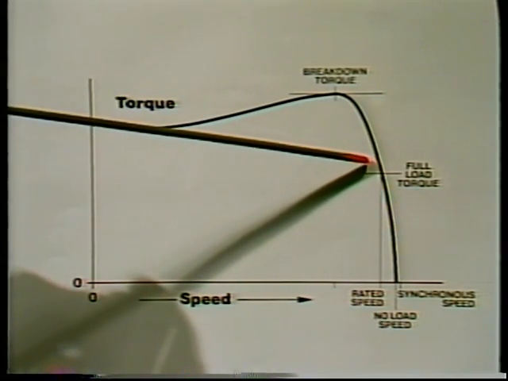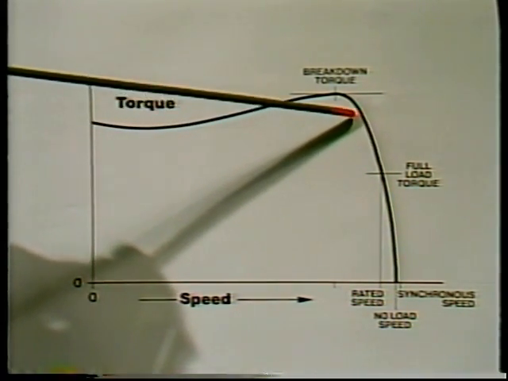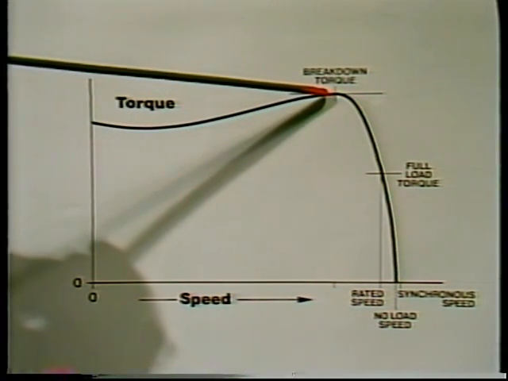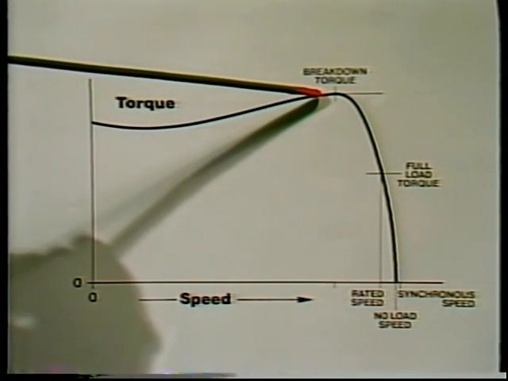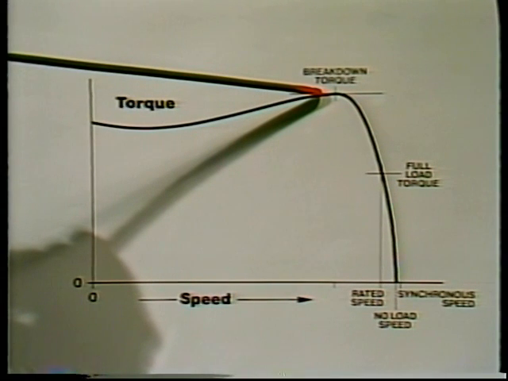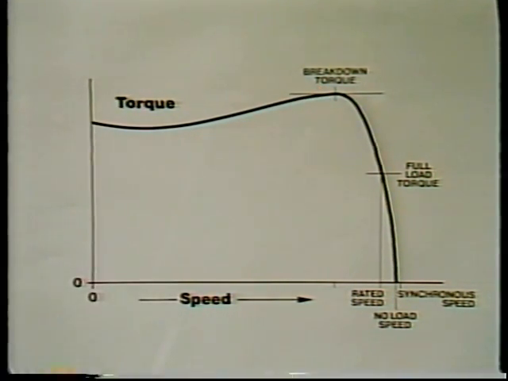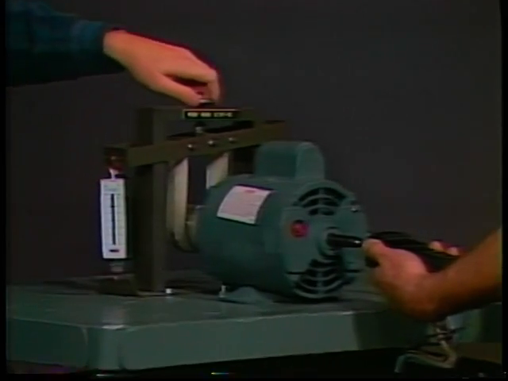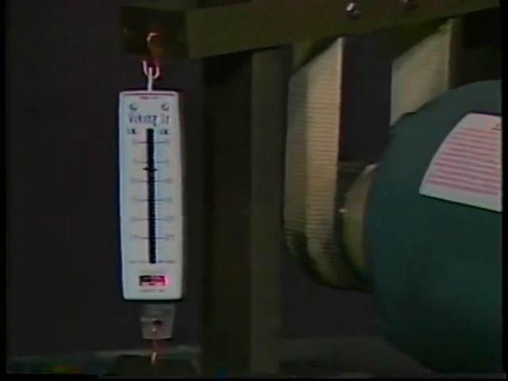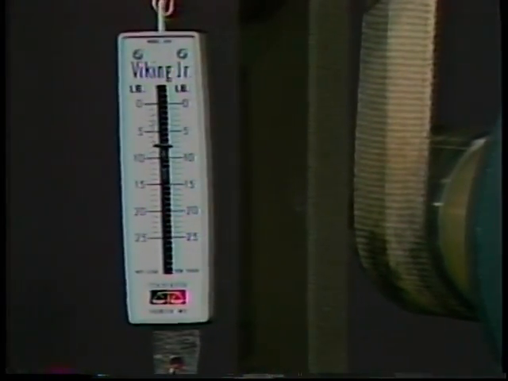But if the motor is running slower because of a heavy load, it will produce more torque, up to a limit. In most induction motors, torque reaches a maximum called breakdown torque when the motor is running between 70 and 90% of synchronous speed. If the load increases any more, the motor will stall suddenly because it cannot slow down any further to produce more torque.